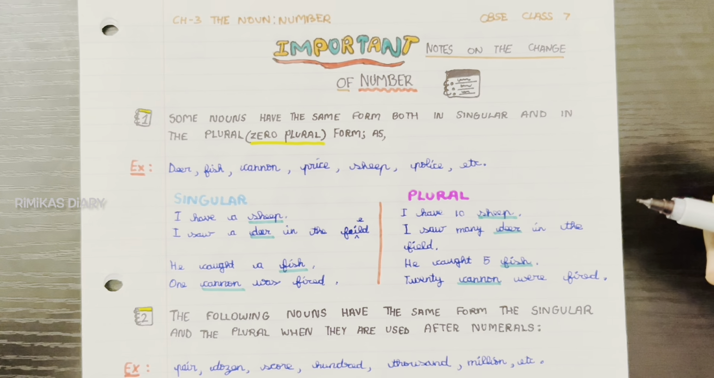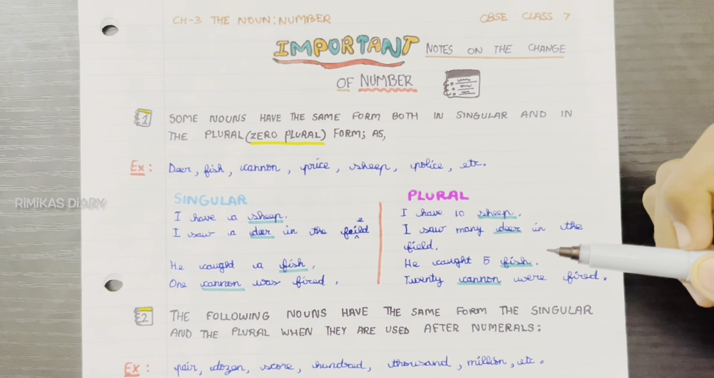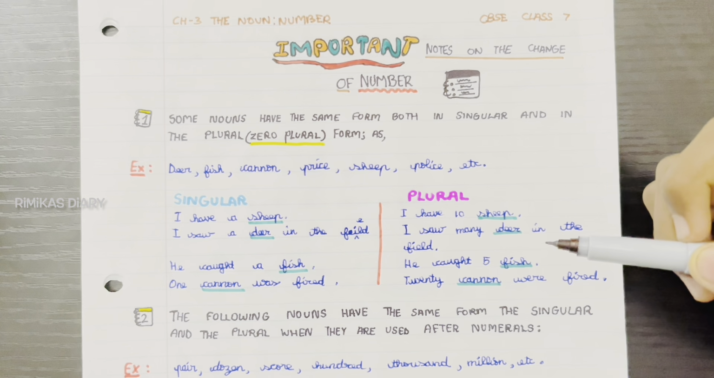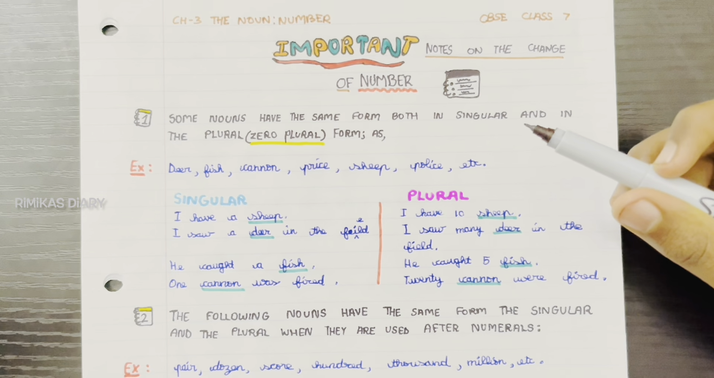Today we're going to be seeing some grammar in CBSE Class 7, Chapter 3, the noun number. So let's get into the video. Today we're going to be learning important notes on the change of number.